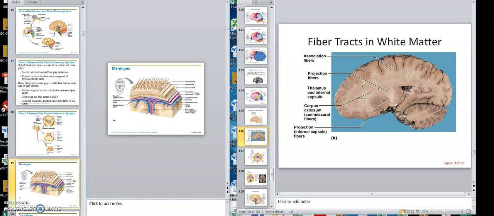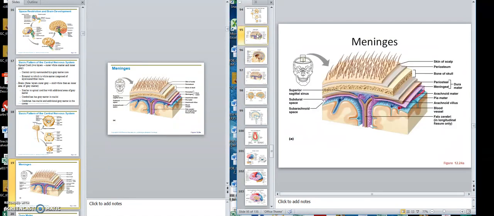We did the meninges, but we'll do it again here. They're a little more detailed in the brain area. And what I'm going to do is start another video and do the brain meninges.